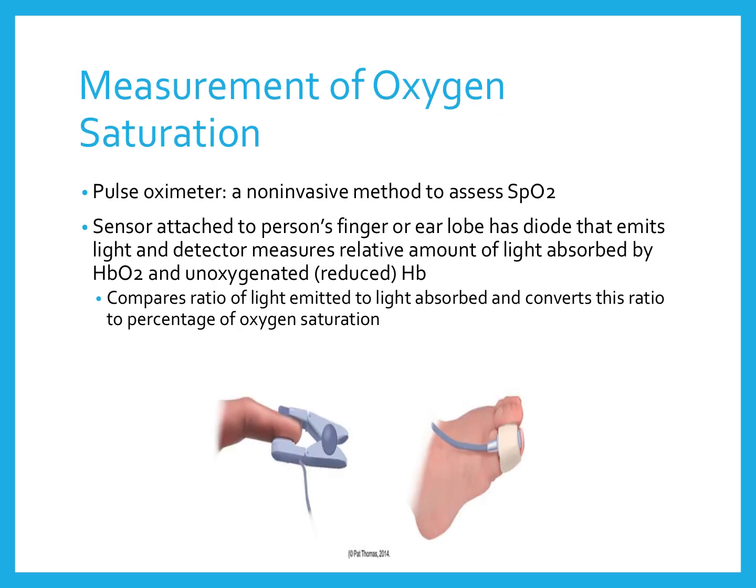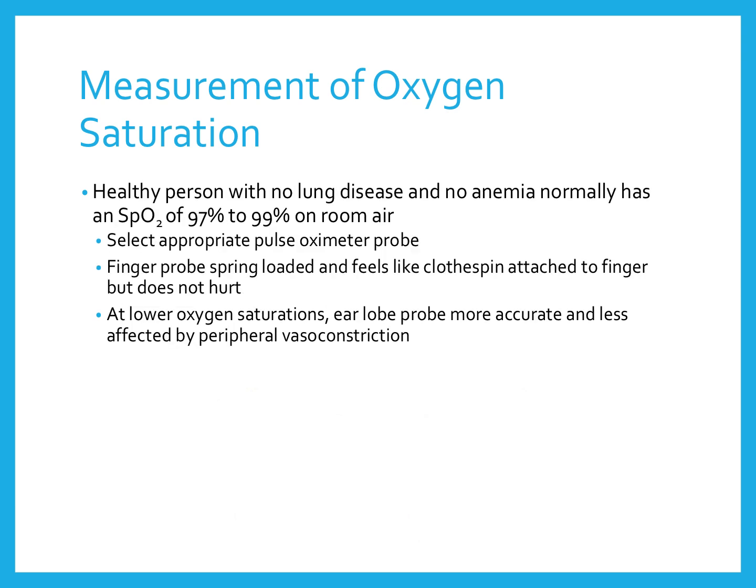We can use a pulse oximeter to assess the SpO2, or the oxygen saturation, of the patient's blood. We use a sensor on a finger or an earlobe. It has a light and a detector on it. It picks up the HbO2 and non-oxygenated hemoglobin. It compares that ratio of light and gives us a percentage of oxygen saturation. In a healthy person, we like to see it above 95%, but a really healthy person should be around 97 to 99% or 100% on room air.